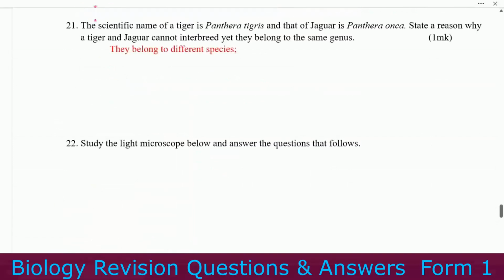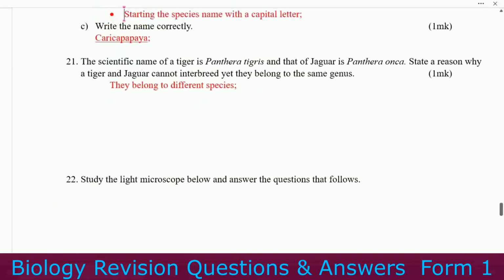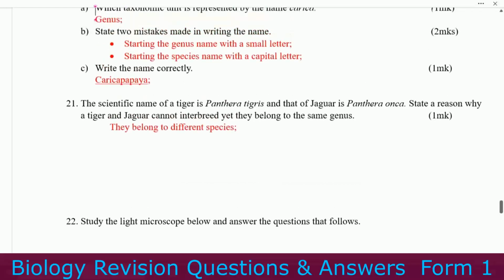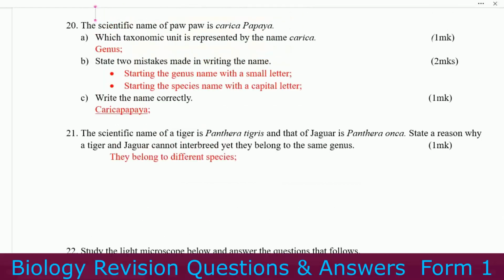And number 22, no, 21, no, this is 20C. 21 now. The scientific name of tiger is Panthera tigris, and that of jaguar is Panthera onca. State the reason why a tiger and a jaguar cannot interbreed, yet they belong to same genus. They belong to different species.